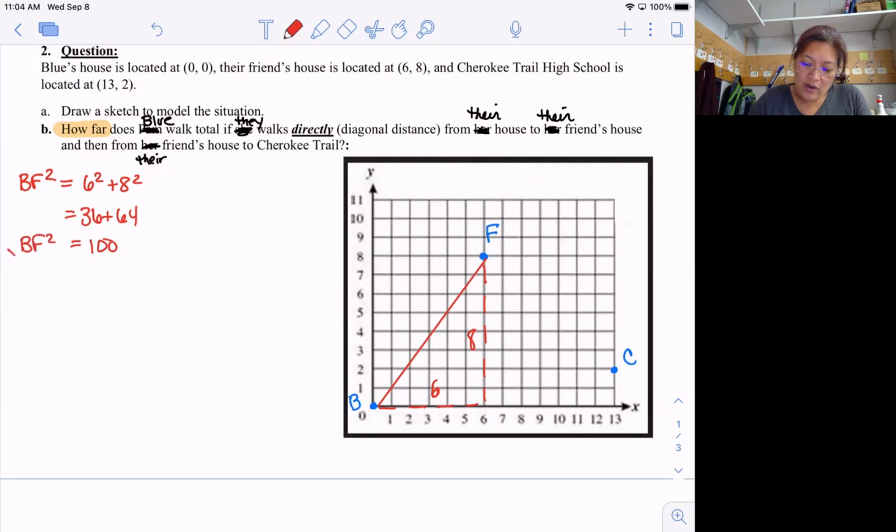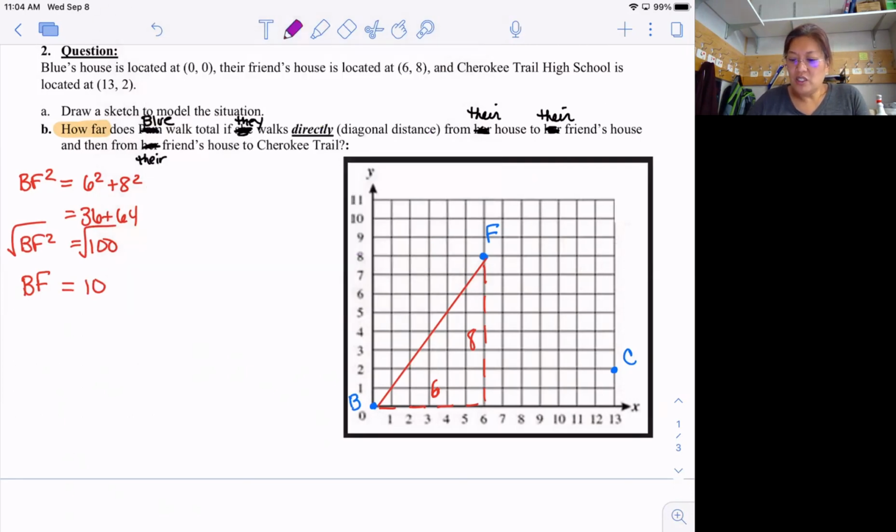So to undo squaring, we square root it. So that means the distance BF is 10. Now, I didn't give units. I apologize. I didn't actually make up this problem. I'll fool you on that one. So there are no units, so we can't say that this is blocks or miles or anything like that. We're just saying that it's 10. All right.